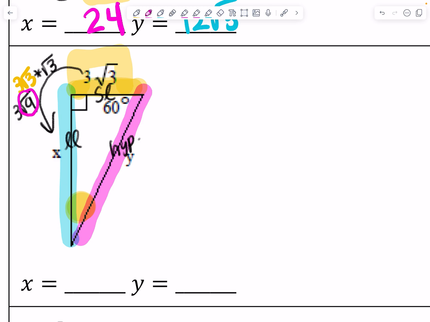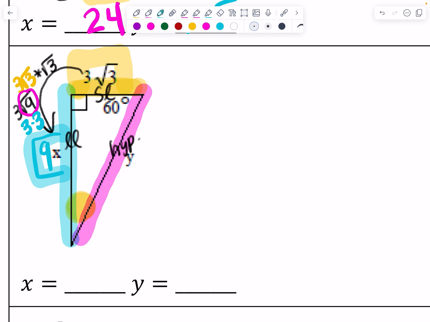Why do I like that radical? Because it's a perfect square. So what is 3 times 3? This is going to be 3 times 3, which is going to give me 9 wholes. So my long leg is going to be equal to 9. Long leg is 9 for x.